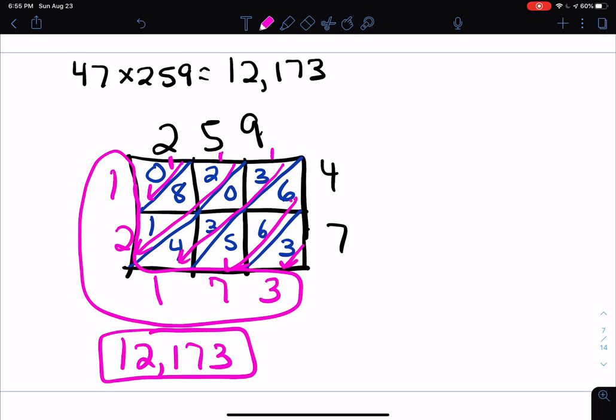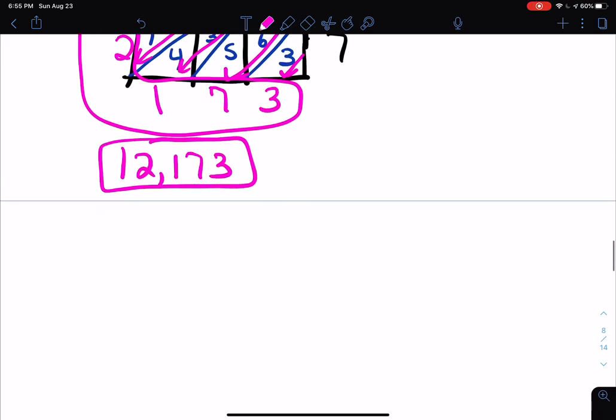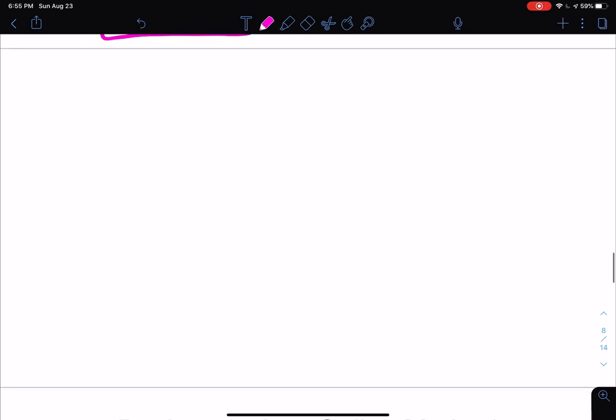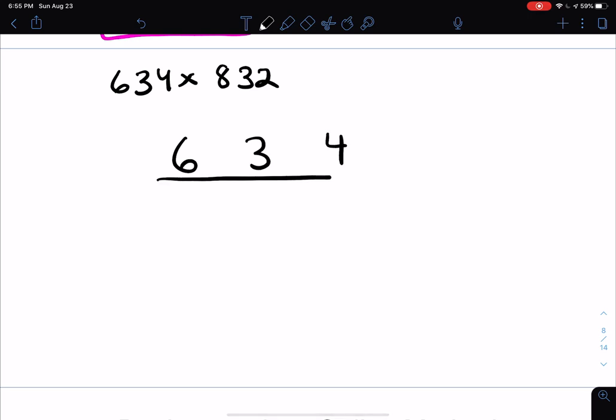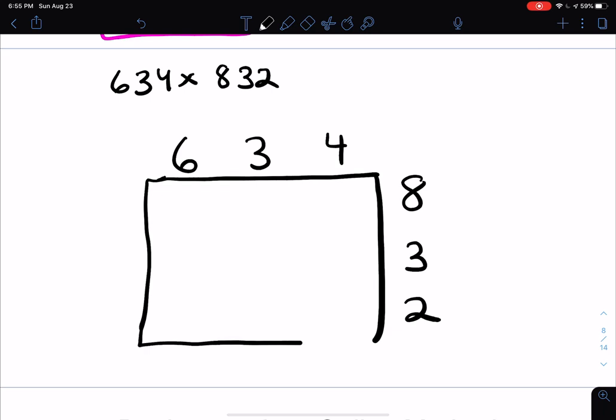Pretty cool, huh? All right, let's do a really big one. Let's do 634 times 832. Again, you could put 634 across the top, or you could put 832 across the top. Doesn't matter. The boxes will look different, but the final results will come out the same.